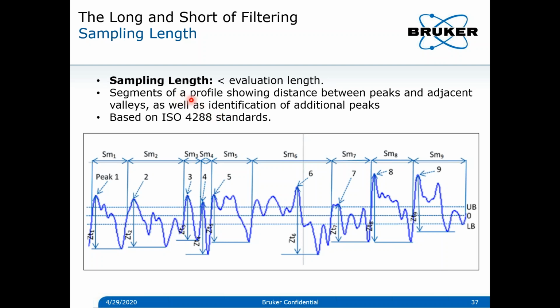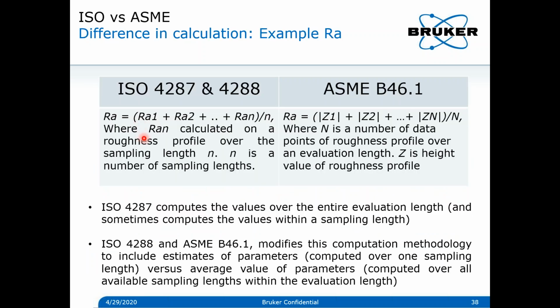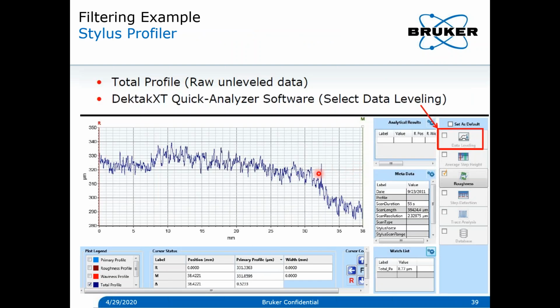This is based on the segments of the profile showing distances between peaks and adjacent valleys. Here you can see there are multiple heights, and you can define different sampling lengths in the measurement. This is based on the standard which you define. Depending upon the standard you follow, you may end up with slight changes in the roughness numbers. In the ISO 4287 standard, the roughness definition is calculated over the number of sampling lengths. But in ASME, N is the number of data points of the roughness profile over an evaluation length. So do expect that if you are shifting from one norm to another, there will be some small changes.